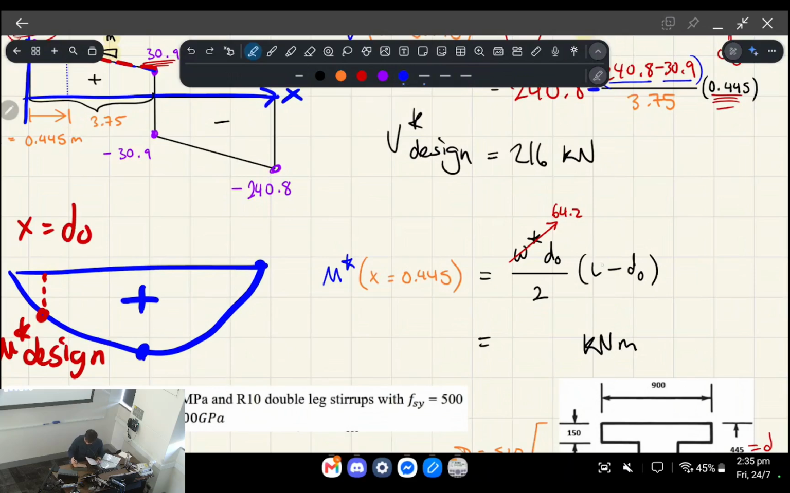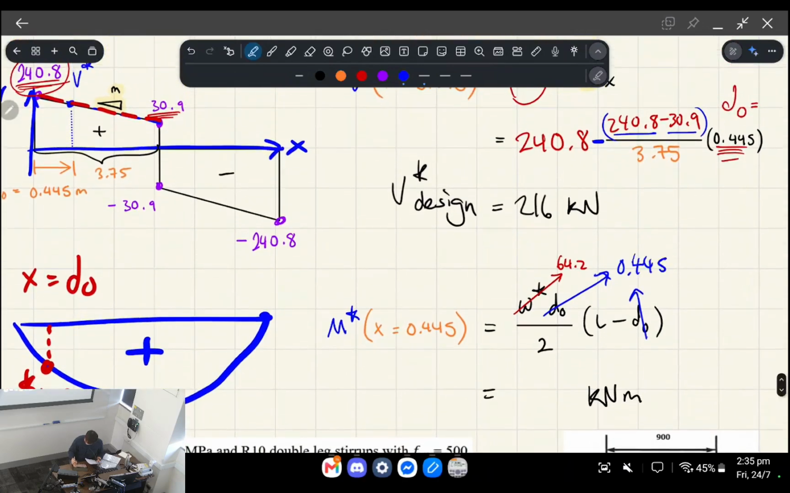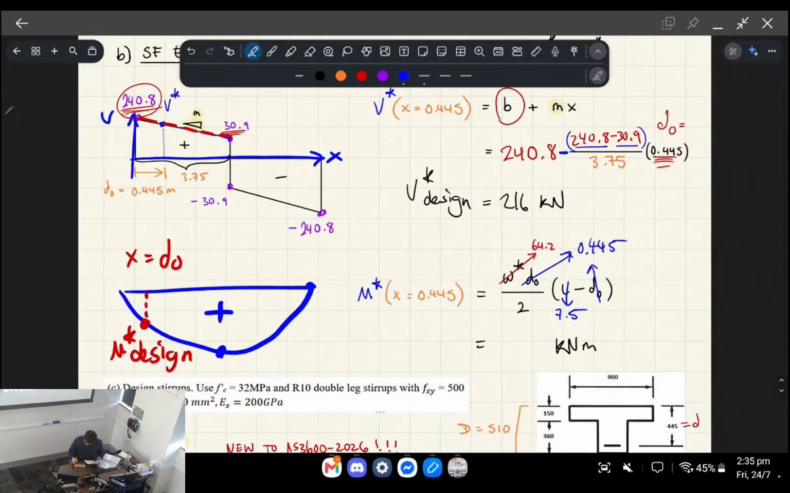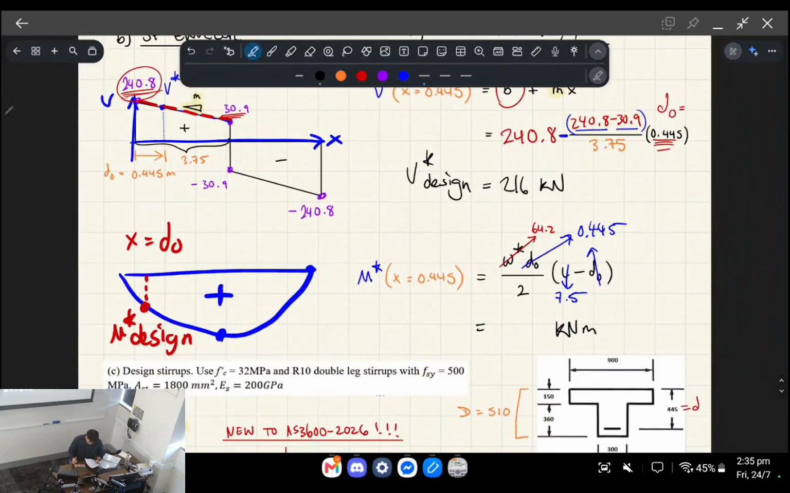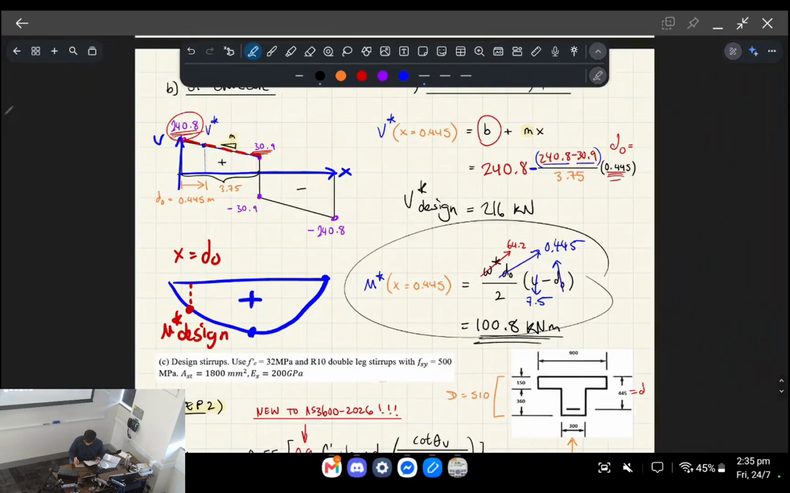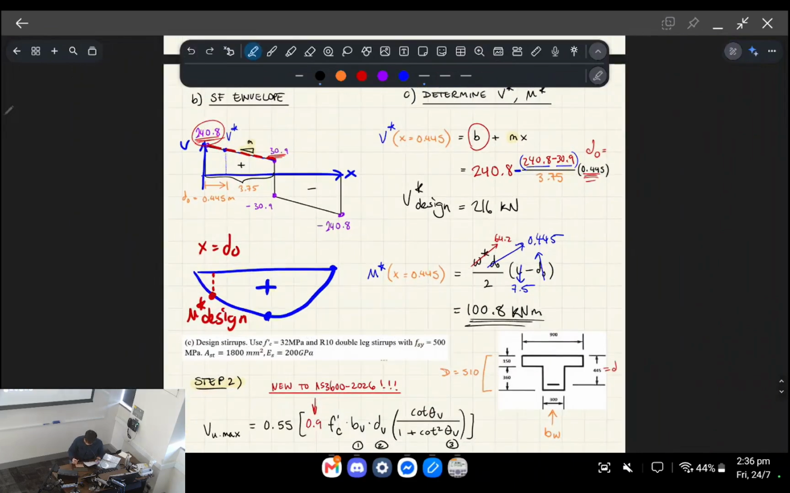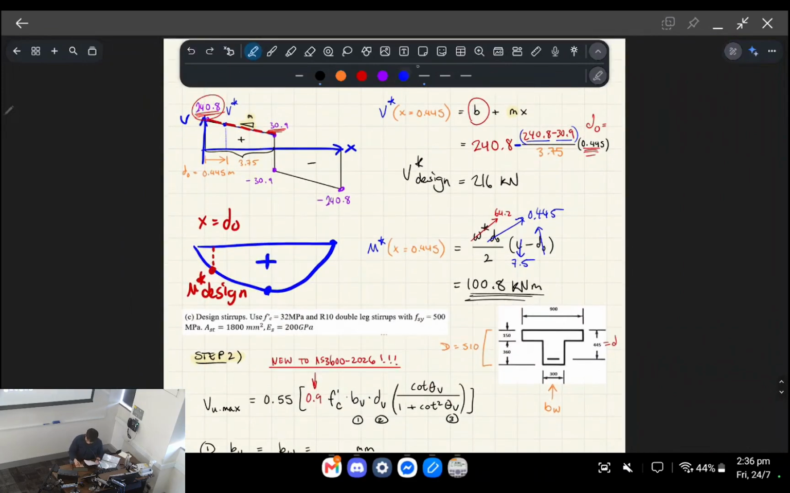And what we can do is we can just plug in these values, right? So dO was 0.445, and L, the overall length of the beam, is 7.5, right? So the design bending moment is going to be 100.8 kilonewton meters, all right? That one's not as bad because we can just plug it into a formula directly, right? Okay, so that's part A and part B of this question.